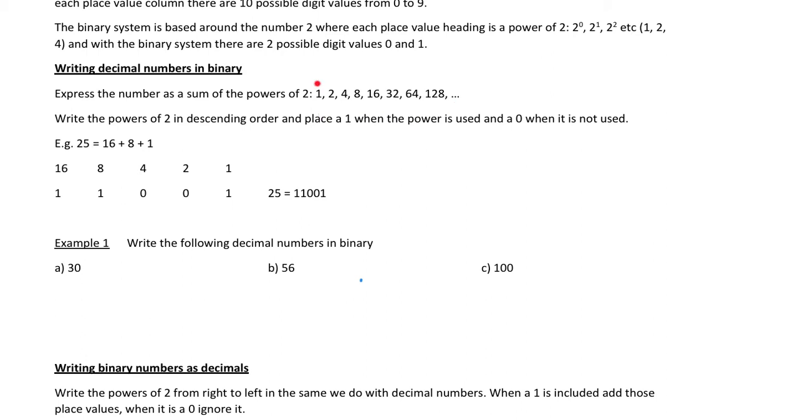The first one is 1, then times 2 to give you 2, times 2 to give you 4, times 2 to give you 8, times 2 to give you 16, times 2 to give you 32, times 2 to give you 64, times 2 to give you 128. Okay, we're going to look at an example of how we actually do this.